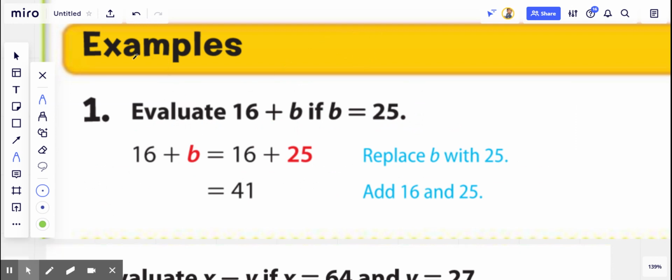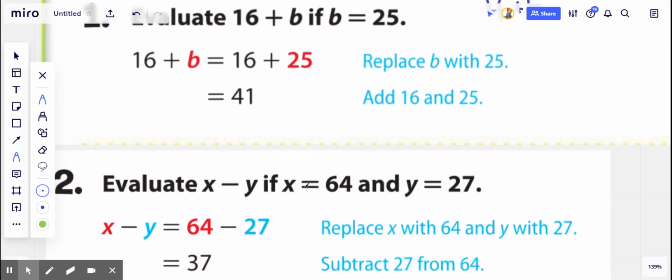For our first example, it says evaluate 16 plus b if b equals 25. Our algebraic expression is 16 plus b, and then they tell us that b is 25. So if b is 25, we just plug the 25 in for b. So 16 plus 25 equals 41. Let's look at another example.